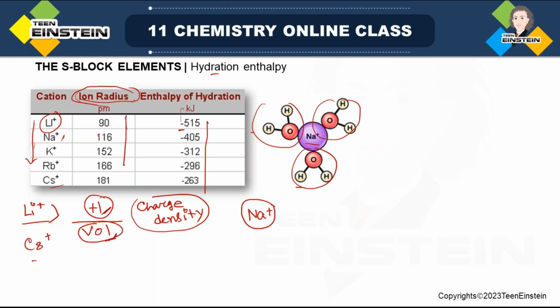So that is why here in this column, as you can see, size is increasing down the group, that means volume is also increasing. As size is increasing and volume is increasing, charge density decreases. When charge density decreases, hydration amount decreases. That is the reason in case of lithium plus you can expect maximum stabilization, but as you are moving down, stabilization is obviously there, but the amount is decreasing.